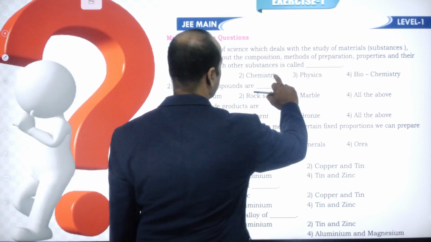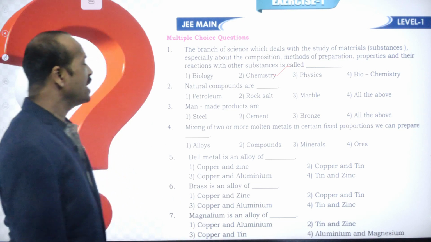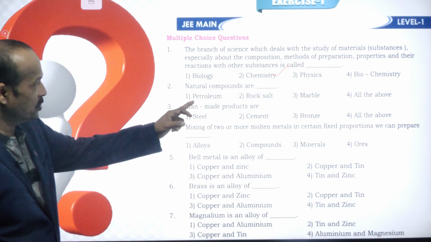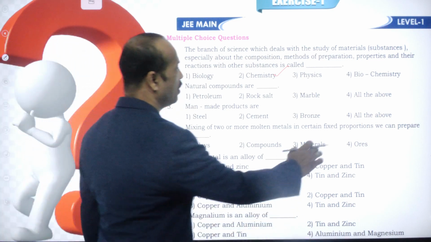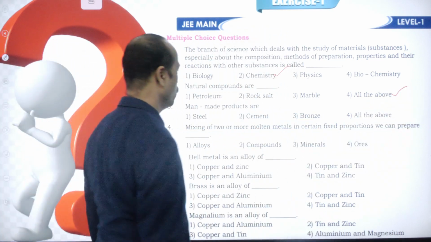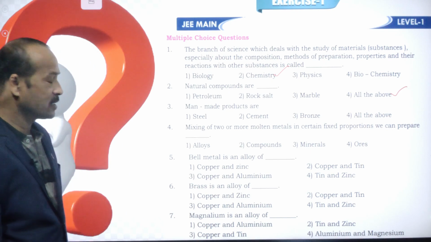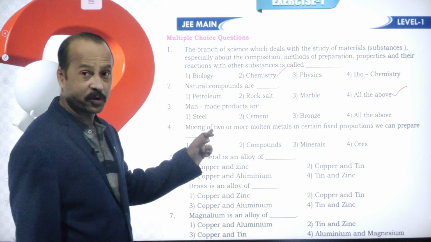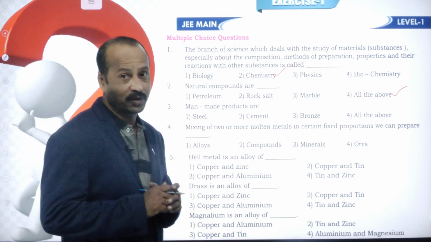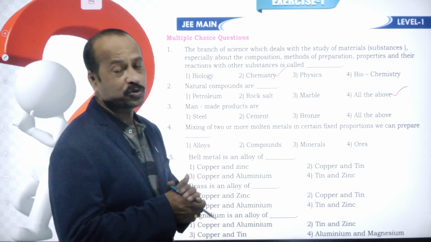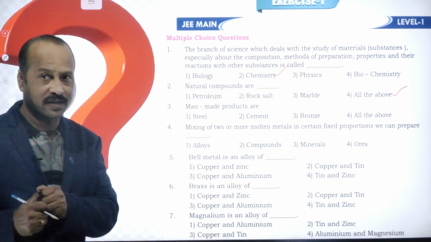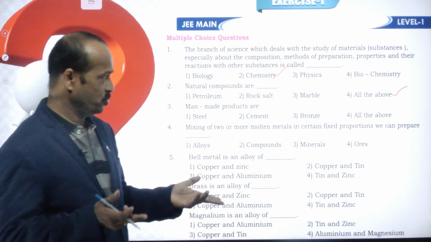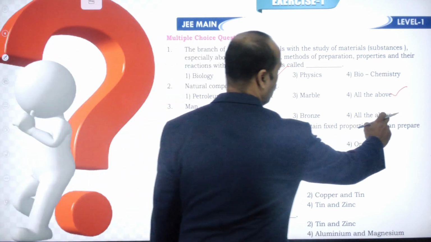So that is chemistry. Natural compounds, example here: petroleum, of course, rock salt, of course, marble, of course. So all of the above is the answer here. Okay. Man-made products. What are the man-made ones? Steel, of course, because steel is not available naturally. Steel is an alloy. So here it's mixed with something and extracted. So, of course, it's man-made. Cement, of course. Bronze, yeah. So here also the answer is all of the above.